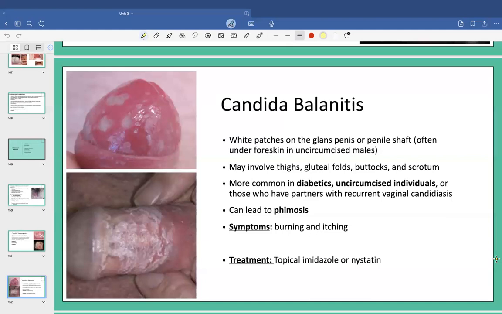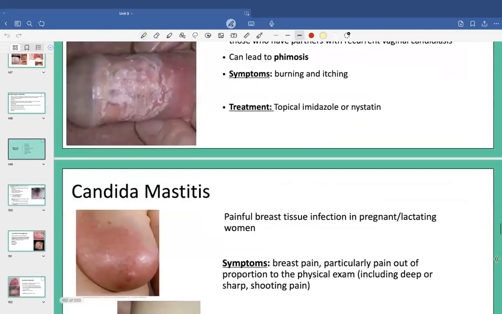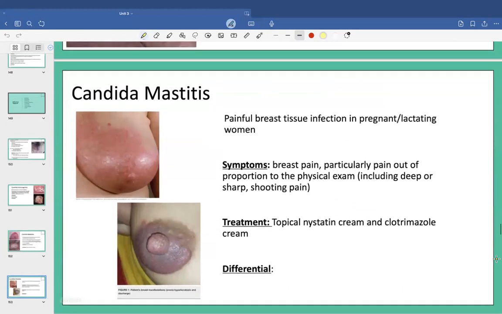Candida mastitis. Did Professor G talk about this in her guide? Topic. This is a painful breast tissue infection, usually in pregnant or breastfeeding women. Symptoms might be breast pain, pain out of proportion to the exam, deep, sharp shooting pains in the breast. Treatment is typically with nystatin or clotrimazole cream.